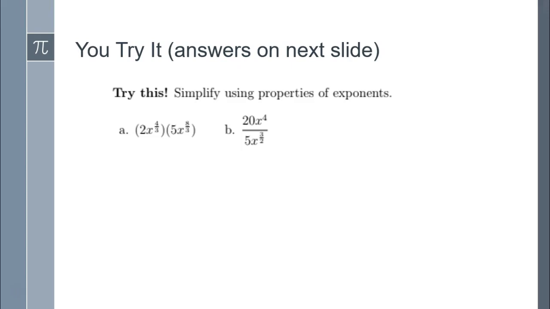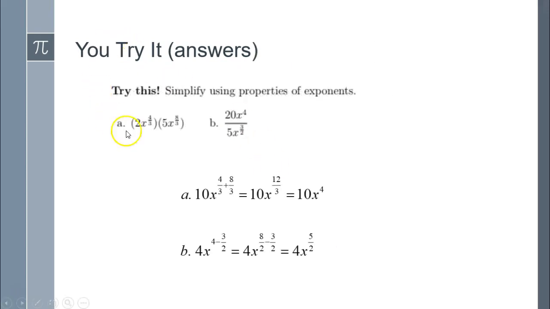Alright, you're back, so let's take a look. For part A, we do 2 times 5 is 10, and then we have to add the exponents. Nicely, they are both over thirds, so I just do 4 plus 8 is 12/3. But remember, when you have a fraction, you've got to reduce it to simplest form. 12/3 is just 4, so you get 10x to the 4th.